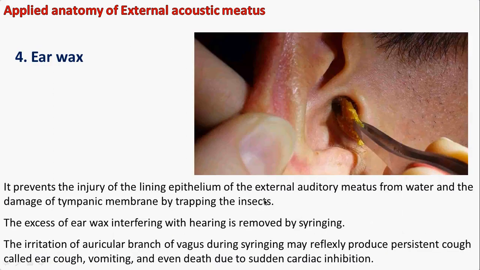Earwax, we know the ceruminous gland. The excess of earwax interferes with hearing and is removed by syringing. However, the irritation of the auricular branch of the vagus during syringing may reflexly produce persistent cough called ear cough, vomiting and even death due to sudden cardiac inhibition. So be very careful to remove the earwax.